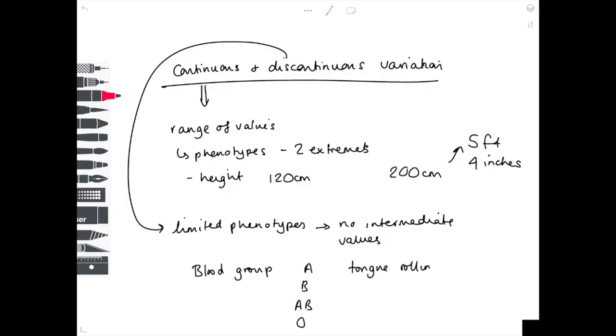The general thinking here is that some people can roll their tongues, some people can't, and you can't do it halfway. And be aware that this is all to do with genes, which you should know from doing the genetic cross.